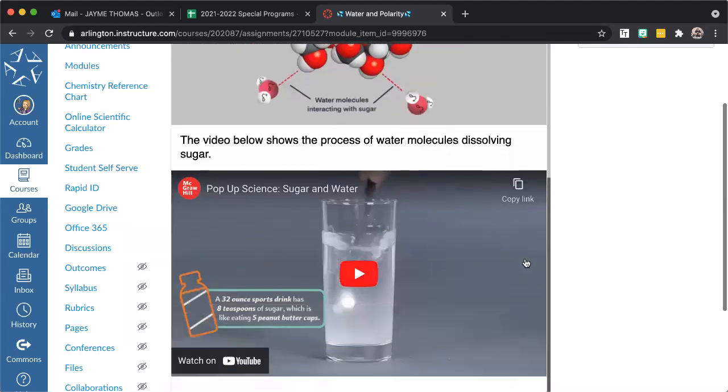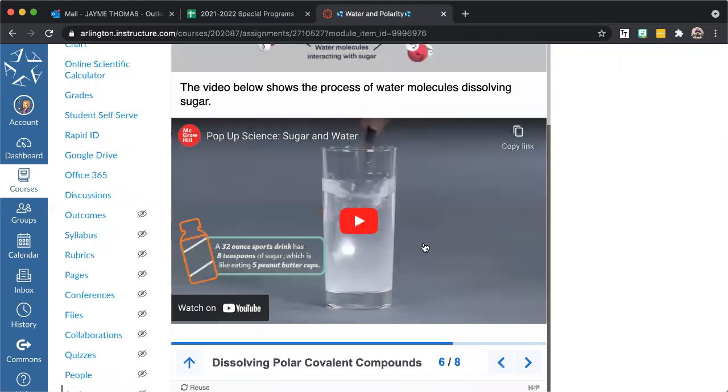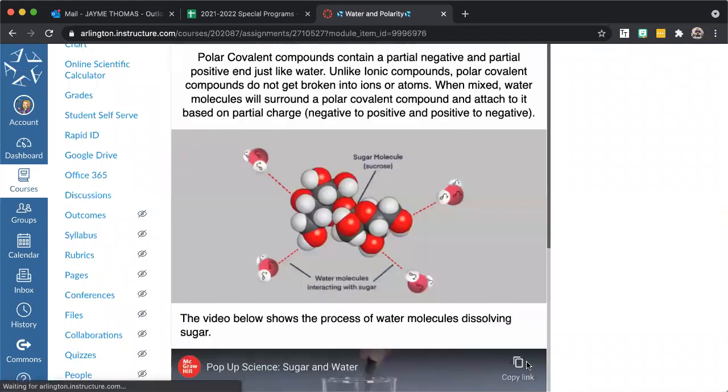There's another little video here where it's going to show you some sugar dissolving. The difference here is that if you dissolve sugar in water, because sugar is polar covalent, it will not conduct electricity. So sugar water won't conduct electricity. Salt water will, because salt water is an ionic compound dissolved in water.